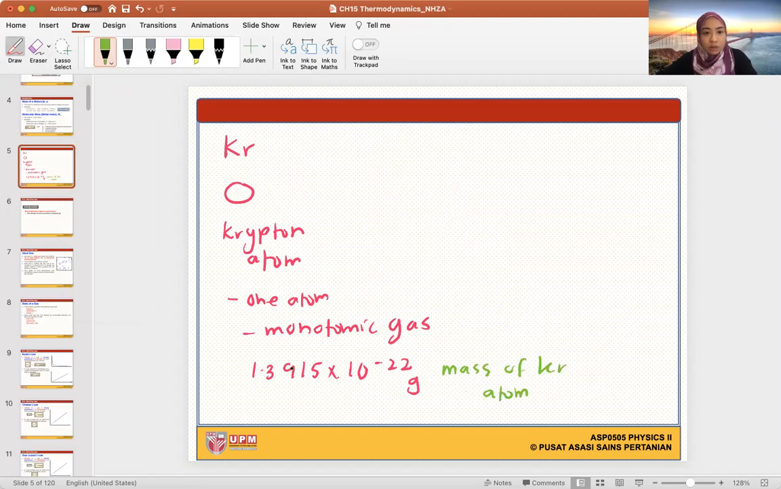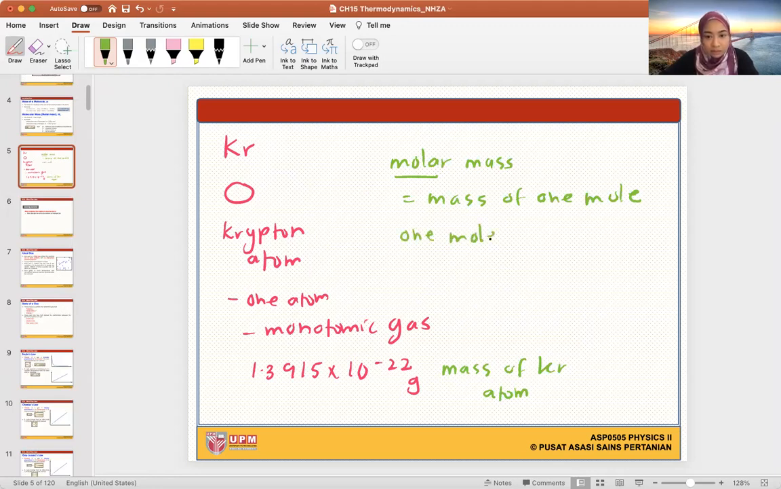If I wanted to say what is the molar mass of the krypton atom. So molar mass, nama dia molar, molar. It's the mass of 1 mole. It means the mass of 1 mole. Okay, so what is the number of molecules in 1 mole? 1 mole has 6.023 times 10 to the 23 atoms. That's your Avogadro constant, right? Which is also your Na.